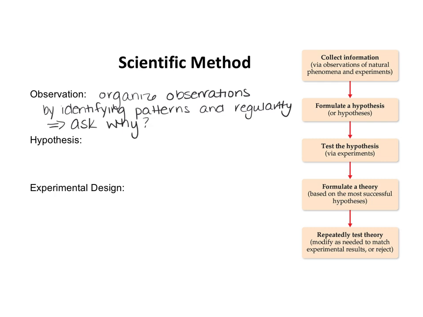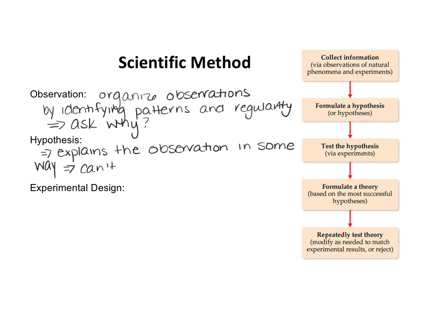The next thing we're going to do in the scientific method is develop a hypothesis, which explains the observation in some way. Now, a sticking point is that you can't prove a hypothesis. You can collect data that supports your hypothesis, but you can't prove it. You can only disprove a hypothesis.